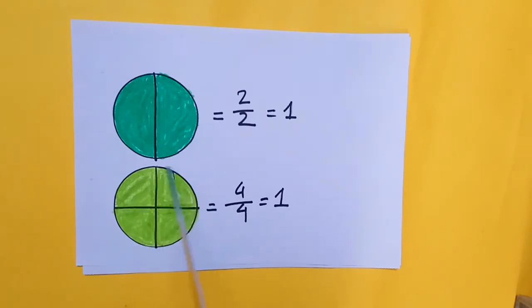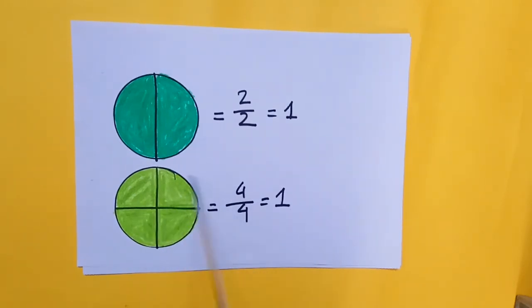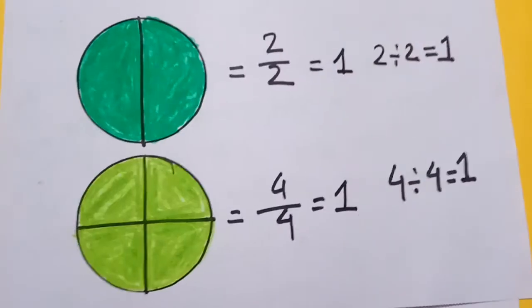Again, the second one. Here I have divided it into equal 4 parts. That's why the denominator is 4 and the taken part is 4. Here the colored part is the taken part. The taken part is 4. Now, denominator and numerator are equal. That's why the answer will be 1.